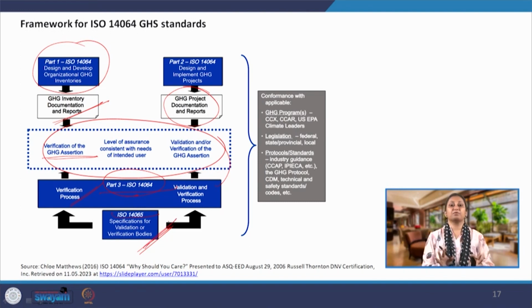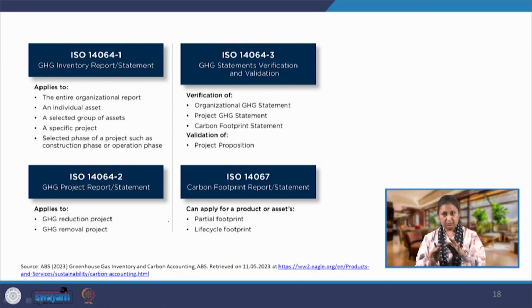Together, this is the broad framework of how the 14064 standard will work. So, this is quickly going through what it applies to. 14064 part 1 will apply to the entire organizational report. It will help in identifying the assets, individual assets or selected groups, specific projects, and here we will identify what all inventories will be required to measure and monitor. 14064 part 2 will be applied to the reduction projects or the removal projects. So, we are actually measuring the numbers there, and part 3 is for verification and validation, as we have seen.